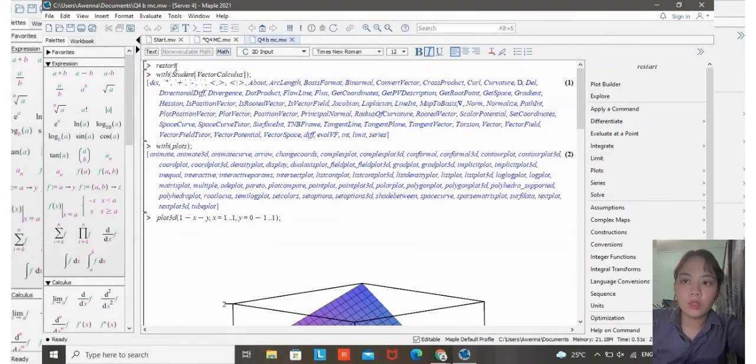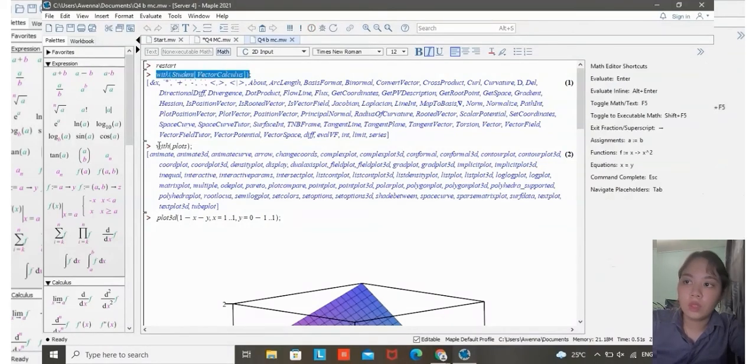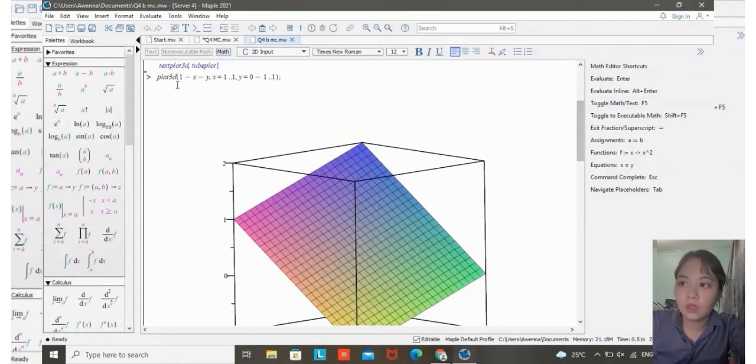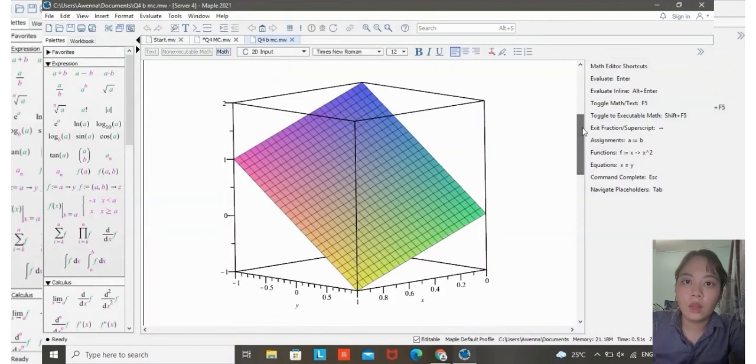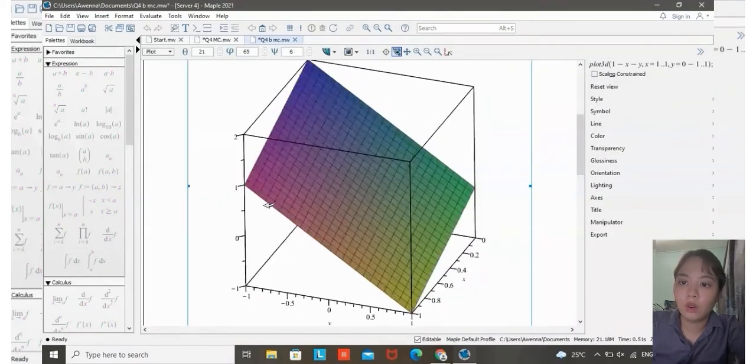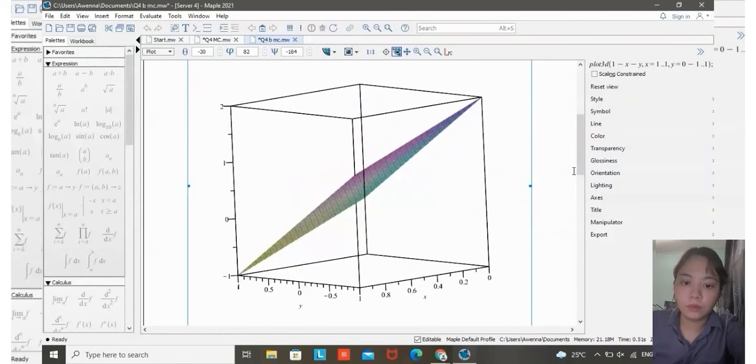So we'll move on to question 4c, where we again will use the command restart, with student vector calculus and with plot. And next is to plot the 3D drawing, where we will use the command plot3d, and the equation that I have got for our coordinate is 1 minus x minus y, where I have plotted x from 0 until 1 and y from 0 until 1. Once I click enter, this is the 3D drawing that I have gotten.